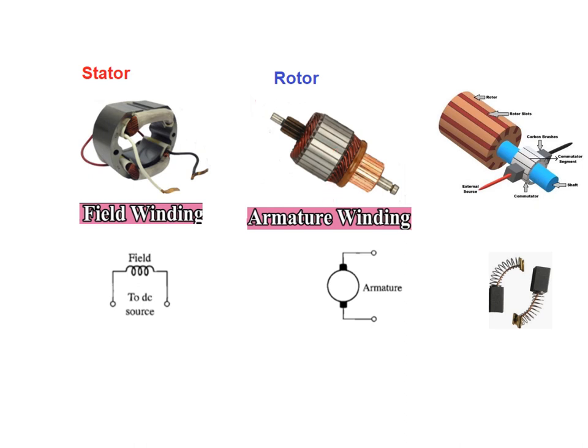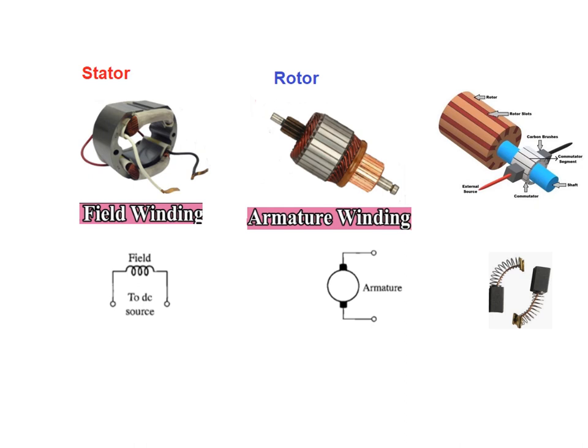Now, the field winding is connected to some external source, and this magnetizes, and the rotor is also connected to some external source, and this also magnetizes, and the reaction of the two makes the motor action. And if this is not connected to a DC supply, but is rotated by some means like water or wind or air, then it will start generating electricity, and the electricity comes out of these terminals, so this becomes a generator.